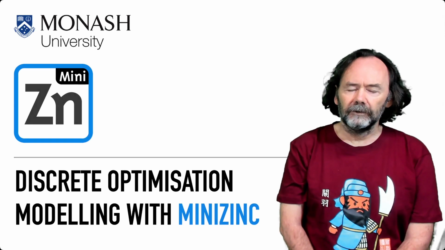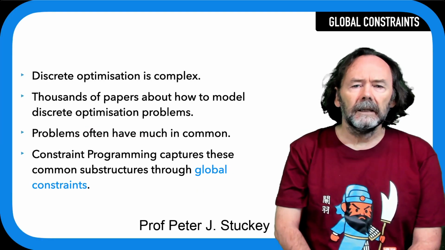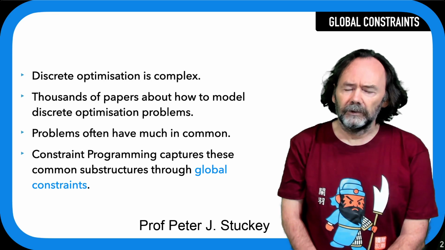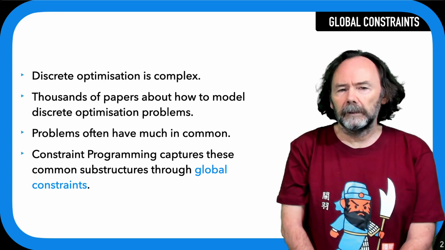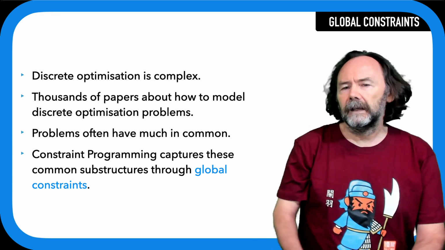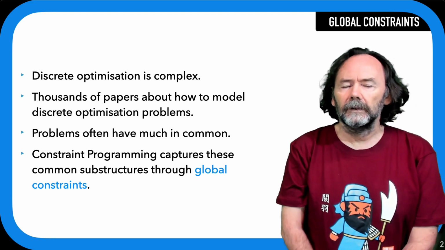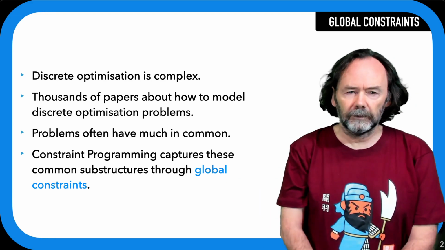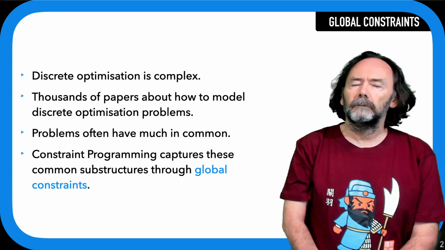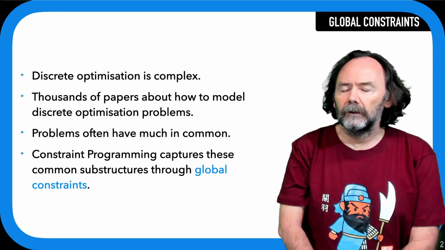Welcome to this brief introduction to MiniZinc. MiniZinc is a constraint programming modeling language, and it's designed to solve discrete optimization problems. And this is a very vast area. There's lots and lots of ways of solving discrete optimization problems, lots of research about that. But one of the key things is that problems have a lot of structure in common.